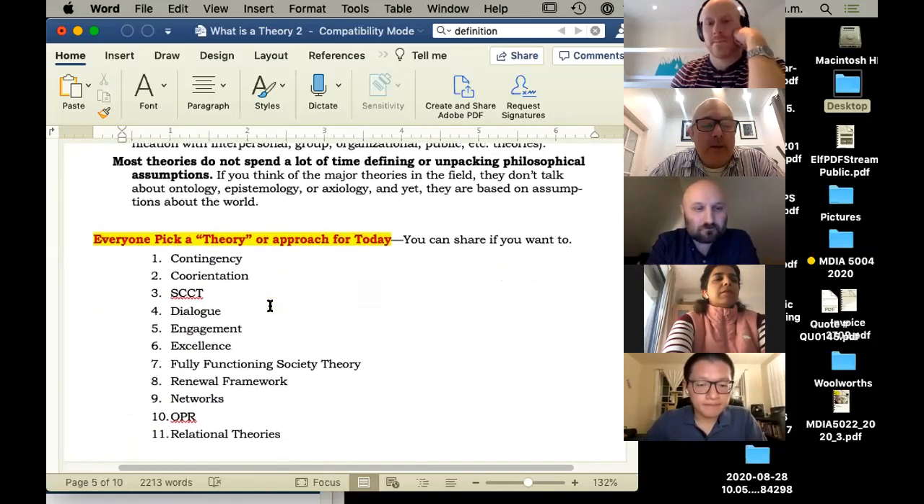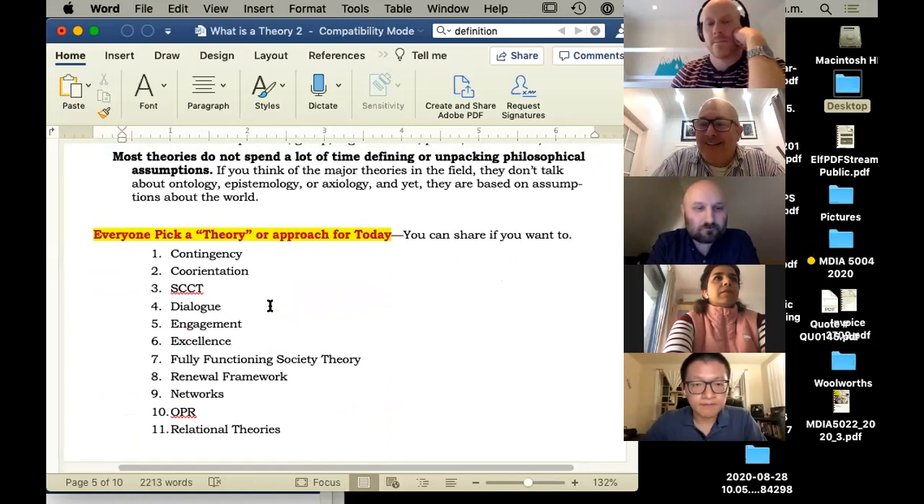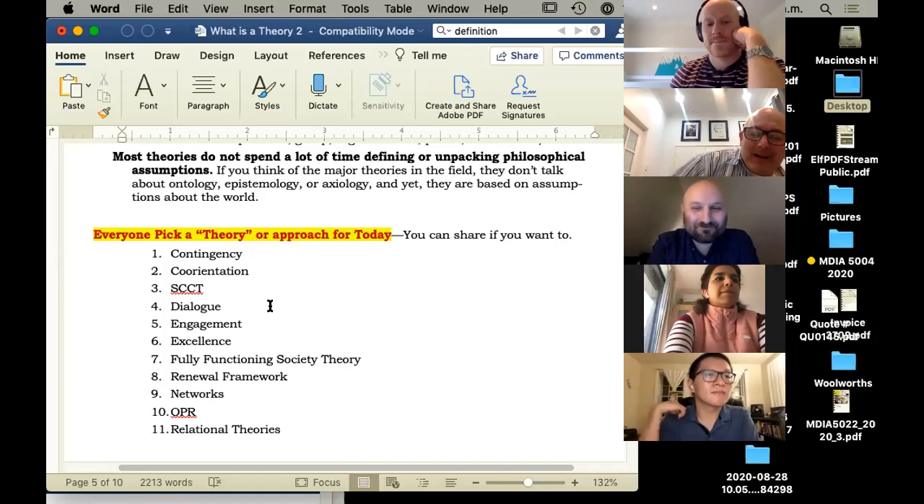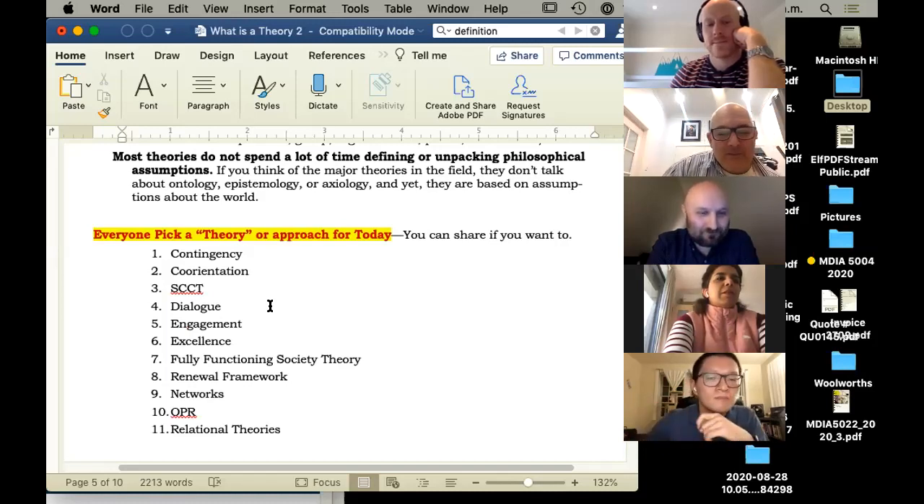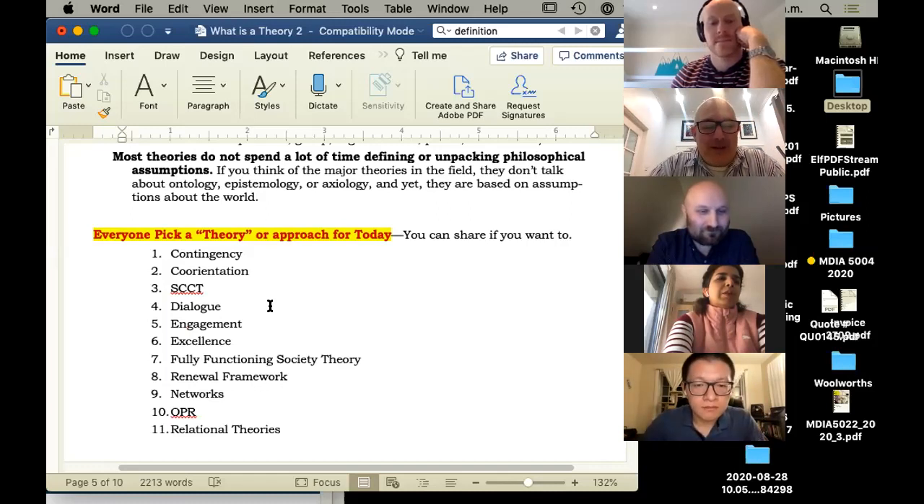All right, here's what I want you to do. I want everybody to pick a theory. They don't all have to be different theories. You could share, but I want you all to think about it. You can choose a different one. It doesn't have to be from this list. I just threw some out here, and there's some disagreement from certain people about whether things should be on this list.